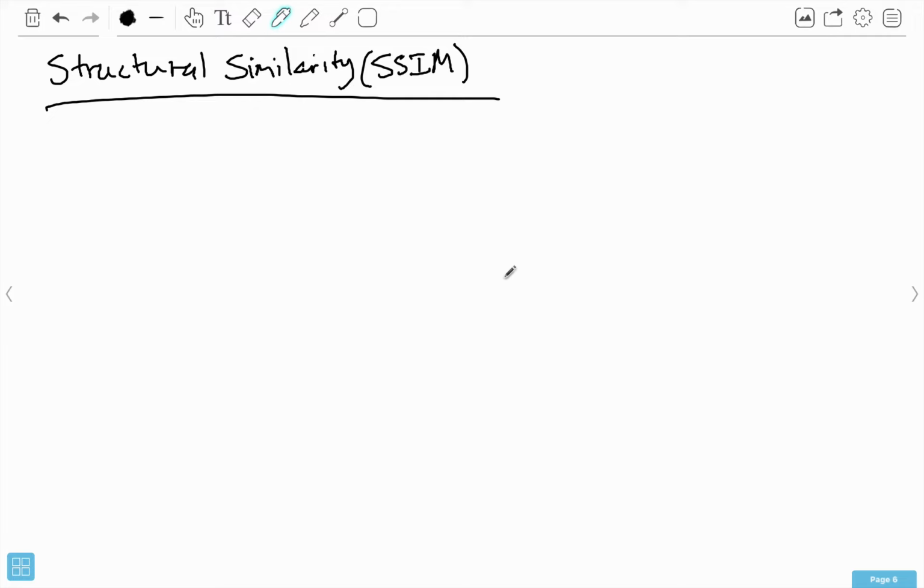So instead of treating each pixel independently, structural similarity actually looks at groups of pixels to better determine if two images are different or not. Let me write this down: MSE, and also sum squared error if you choose to use that, look at pixels individually.